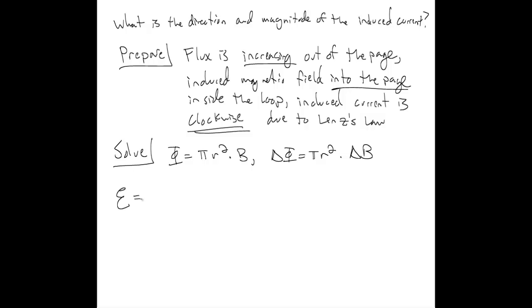Now Faraday's law tells us that the EMF induced in the loop is the change in the flux over the change in the time, and we're just going to take the magnitude because we've already figured out the direction. And the change in the flux per change in time is really the area times the change in the magnetic field over the change in time.